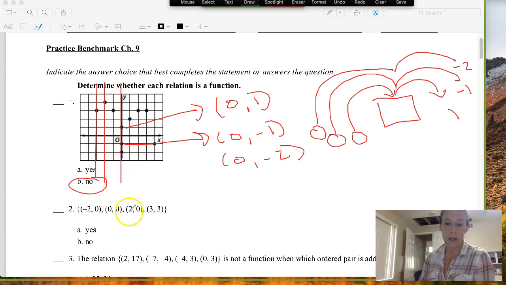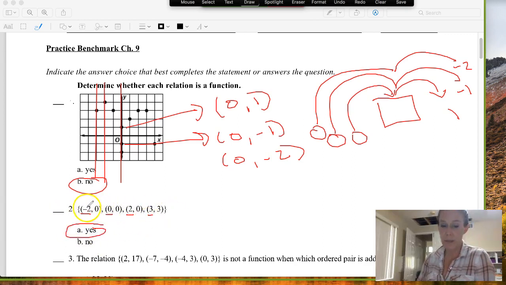And with just a relation like this, you can tell by checking your x values. Do any of your x values repeat? And here they do not. Y values are allowed to repeat, just not x values. So since they don't repeat, you have a function.